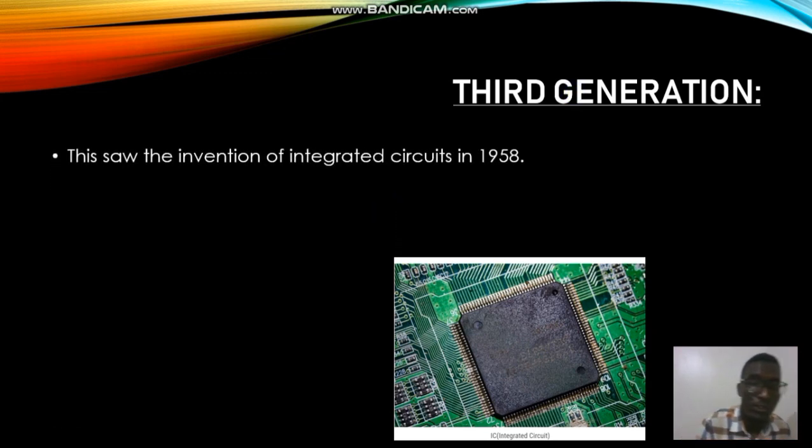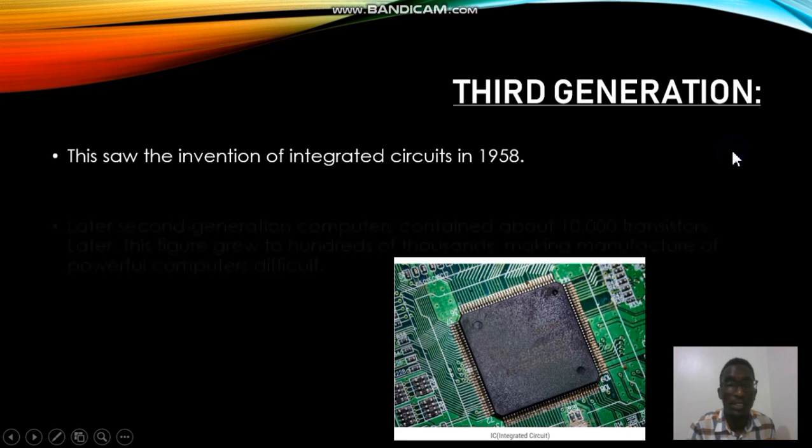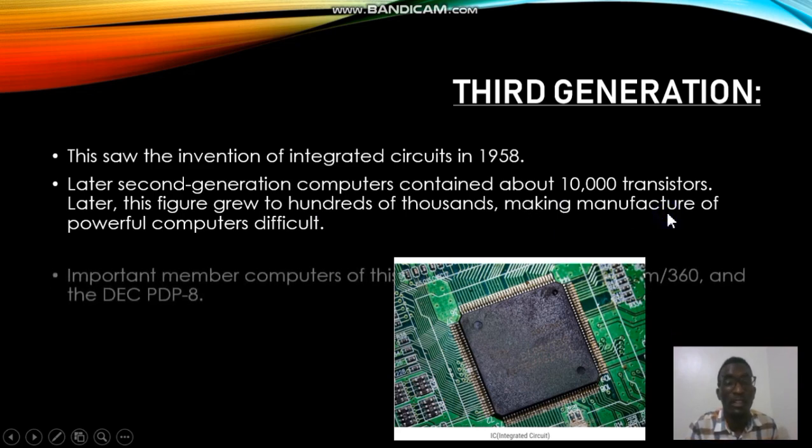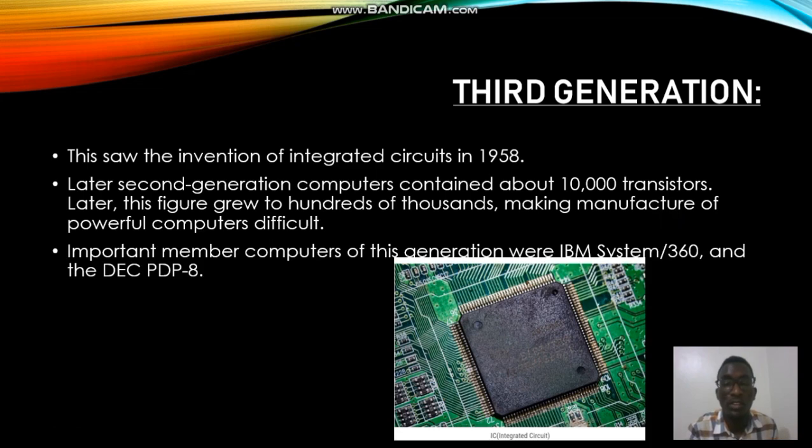Here we saw the invention of integrated circuits. This was in 1958. Before 1958, the second generation computers contained around 10,000 transistors, and to increase their efficiency, they had to put in hundreds of thousands. But this made manufacture really, really difficult. So they came up with an idea to introduce integrated circuits. And the computers they tested this on in this generation were the IBM System/360 and the DEC PDP-8.